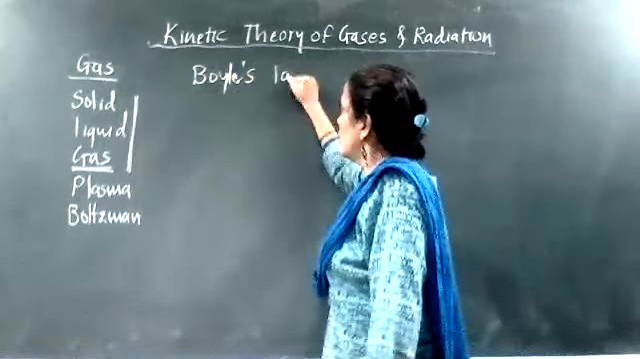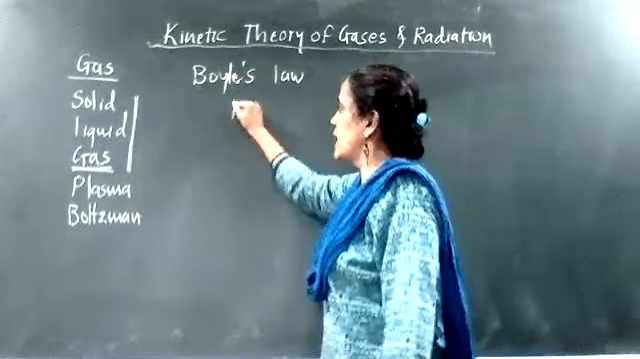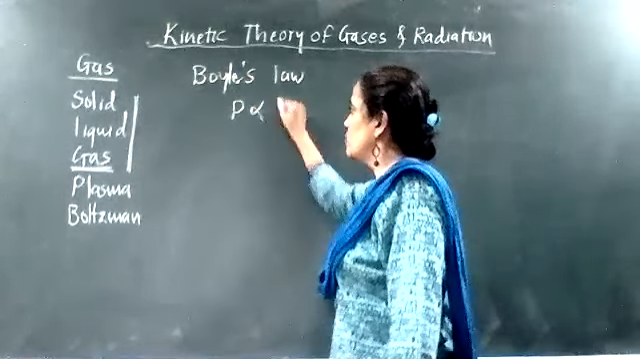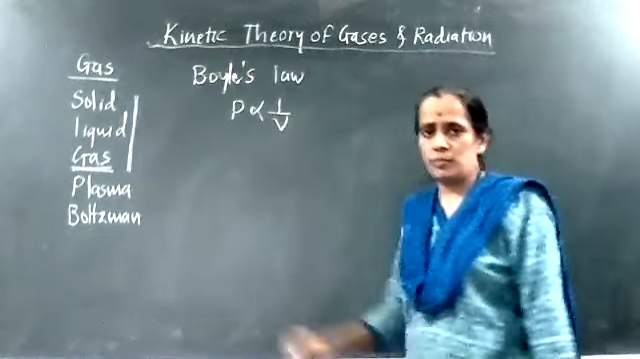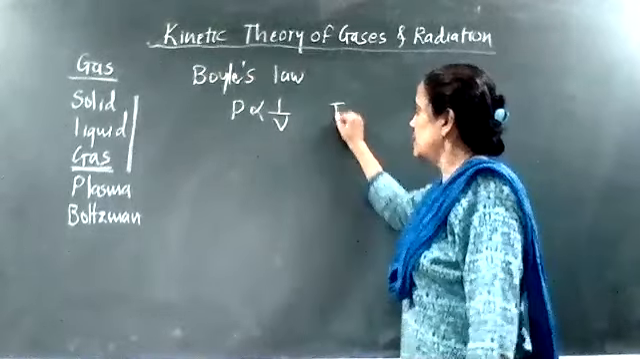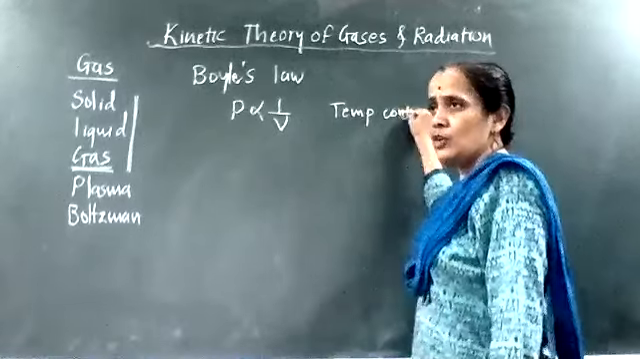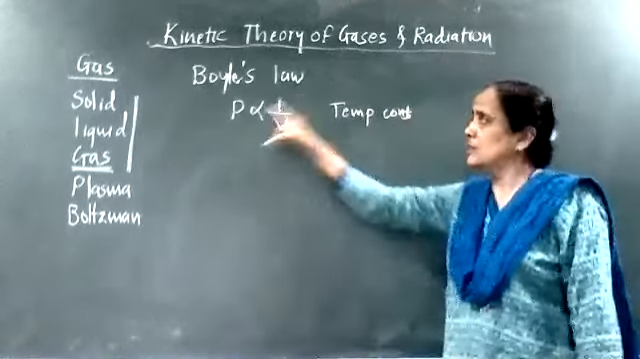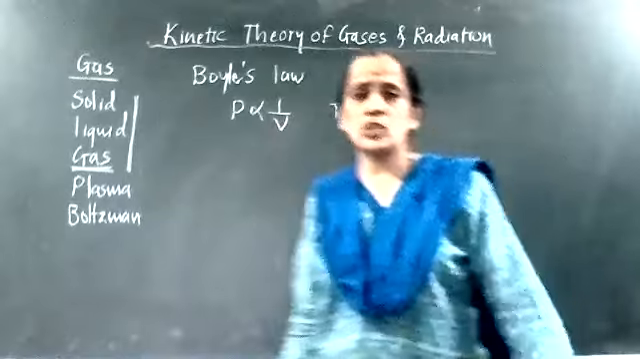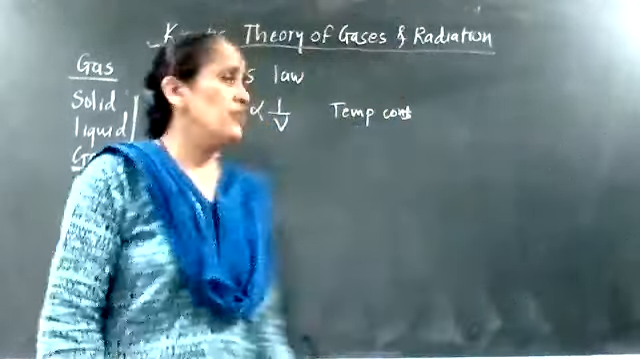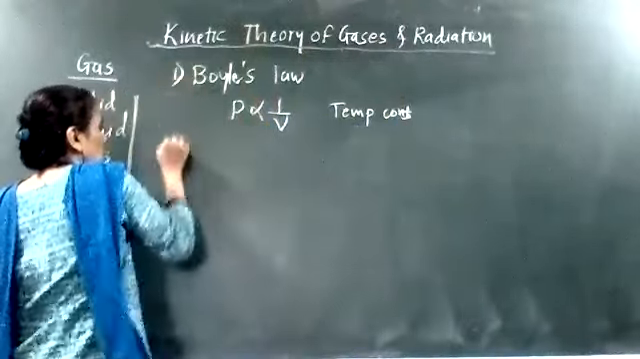What is that Boyle's law? Boyle's law says that pressure is inversely proportional to volume, provided that the temperature remains constant. So if temperature is constant, then pressure is inversely proportional to the volume. This we have studied as Boyle's law.